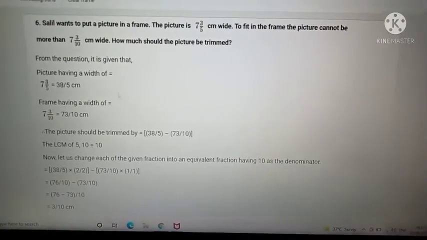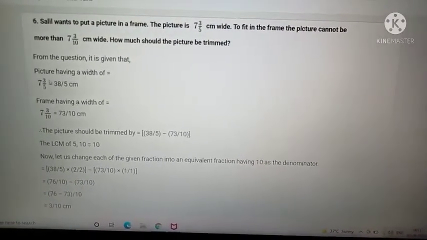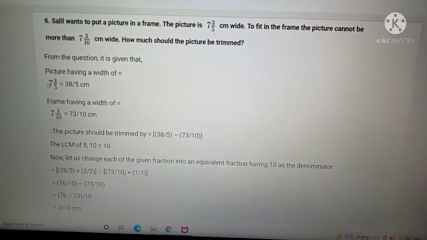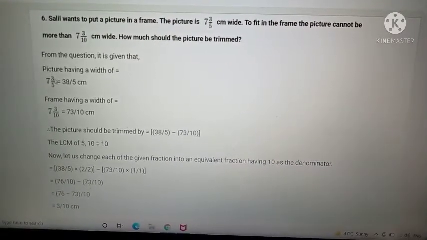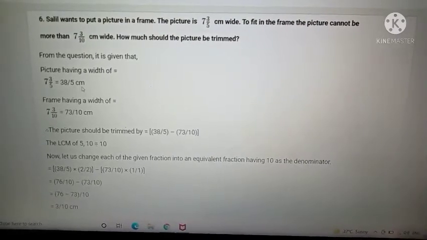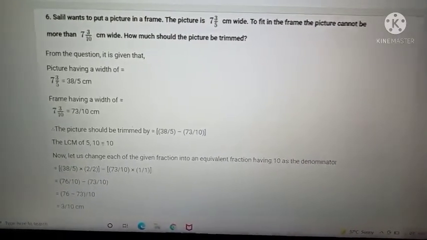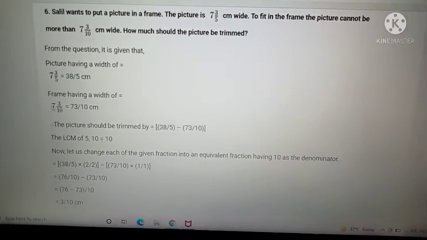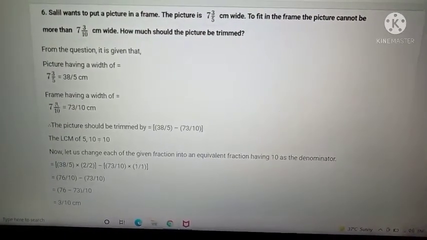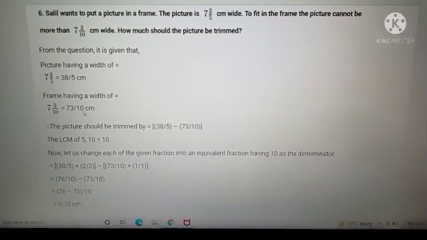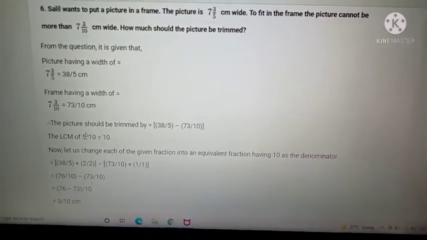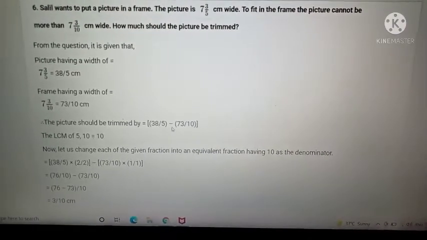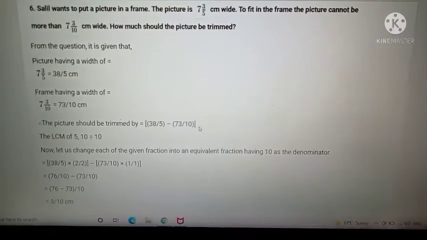So from the question it is given, the picture has a width of 7 and 3 by 5. That is 7 into 5, 35, 35 plus 3, 38, 38 by 5 centimeter. Now the frame has a width of 7 and 3 by 10. That is 7 into 10, 70, 70 plus 3, 73, 73 by 10 centimeter. So the picture should be trimmed by 38 by 5 minus 73 by 10.